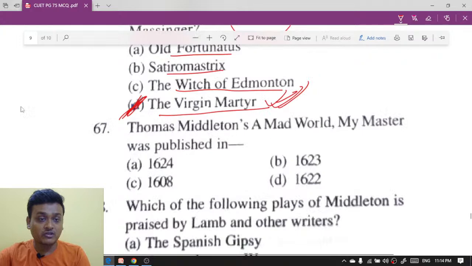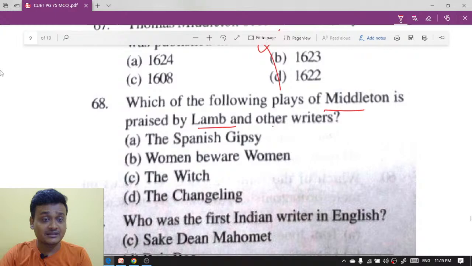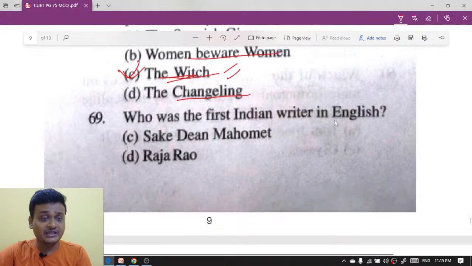Thomas Middleton. Which of the following plays of Middleton is praised by Lamb and other writers? The Spanish Gypsy, Women Beware Women, The Witch, The Changeling. So it is The Witch. The Witch is the right option. Next question. Who was the first Indian writer in English?